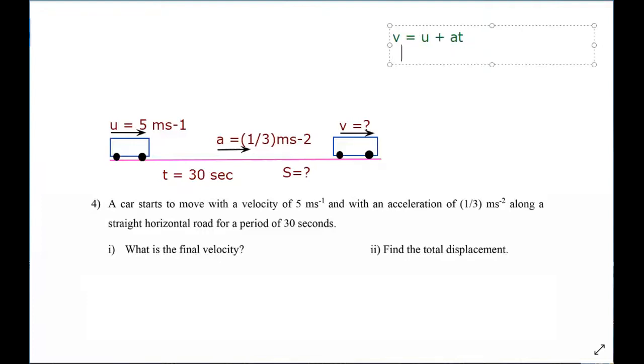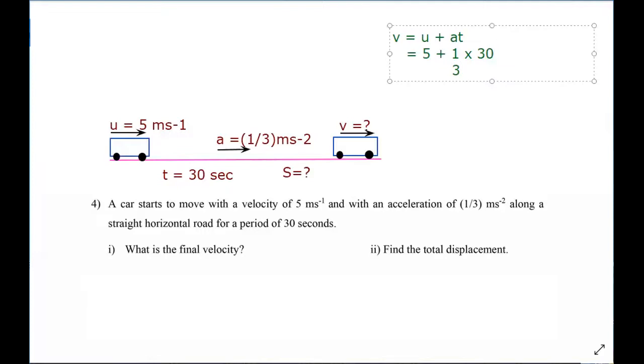Final velocity, that's what we want to find. Initial velocity is given as 5, plus acceleration is given as 1 over 3. Time taken for the motion is given as 30 seconds.